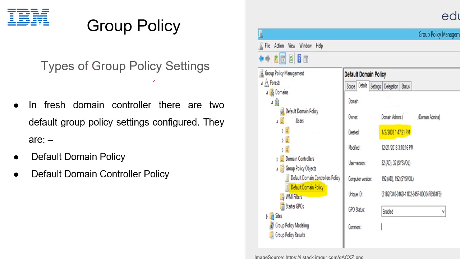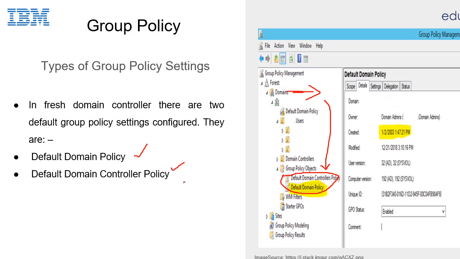And types of group policy settings. In a fresh domain controller, there are two default group policy settings configured. In GPO objects, you can see there are two default group policy settings configured for each domain. So here this is a domain, and for this domain we have group policy objects. By default, it has two group policy settings: one is default domain controller policy and another one is default domain policy.